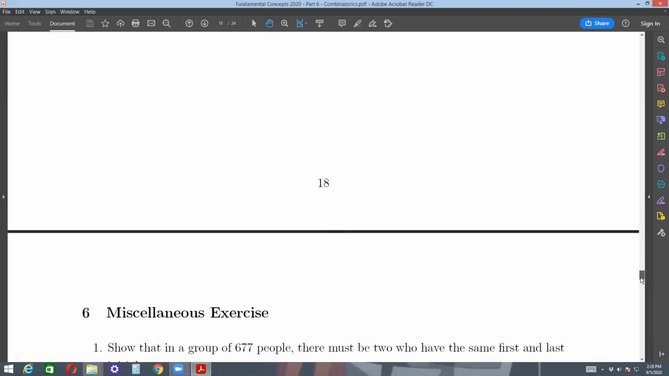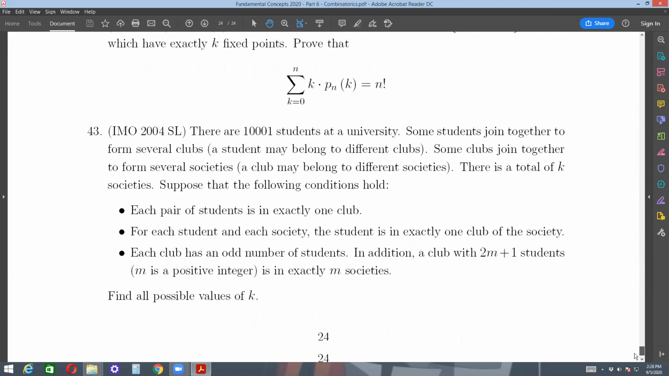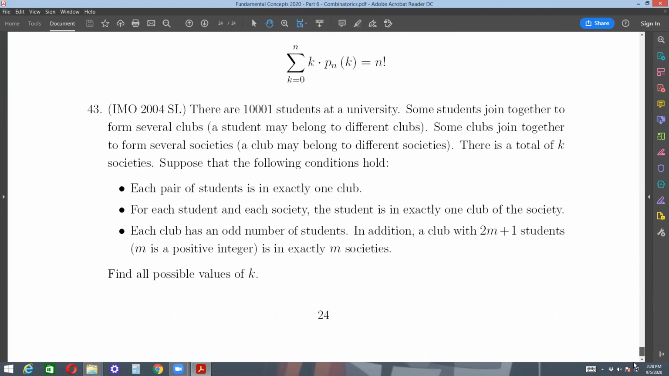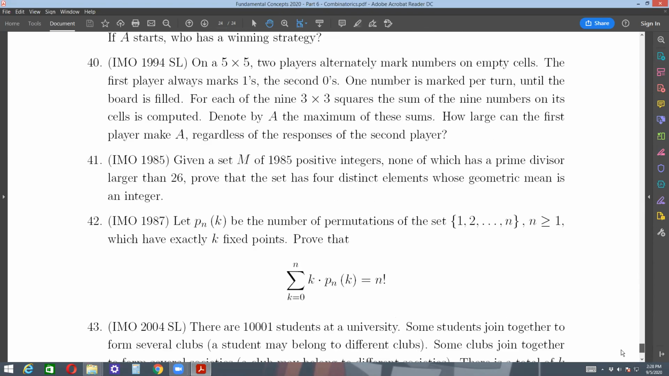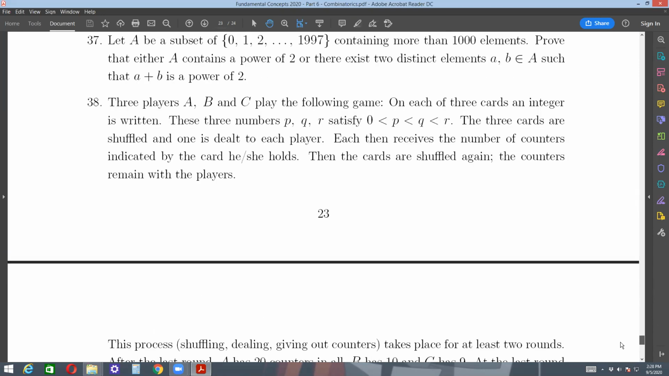Right, and that's it. I want you all to try these questions. Most of these questions are doable, unlike the number theory ones at the end. It's only the IMO ones, maybe questions 38 onwards, that tend to get a little hard.